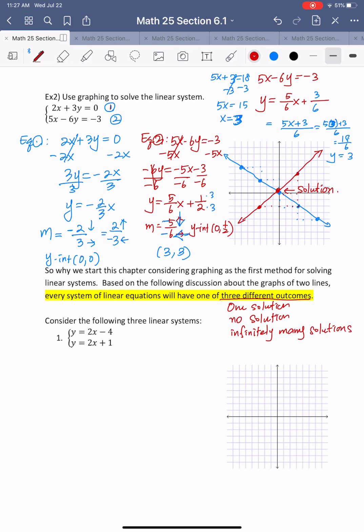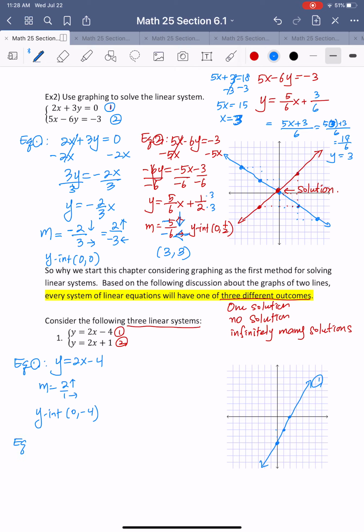So consider the following three linear systems this time. Equations 1 and 2. Equation 1: y equals 2x minus 4. So the slope is 2, which is 2 over 1, up 2 and right 1, from the y-intercept of 0, negative 4. So from 0, negative 4, 1, 2, 3, 4 right here, you go up 2 and right 1, up 2 and right 1. So this is the line, which is equation 1.